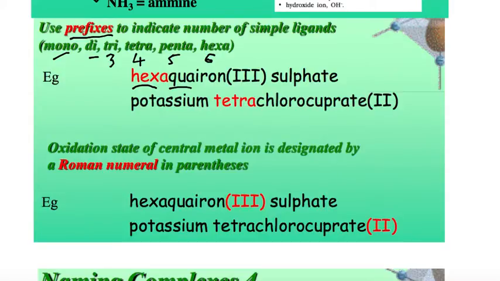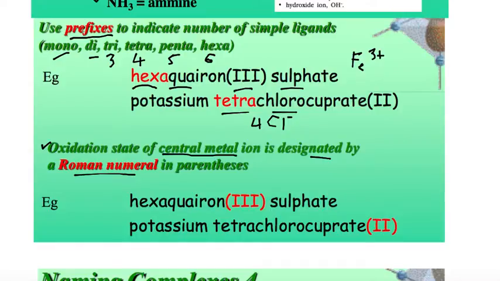So hexaaqua iron(III) sulfate, potassium tetrachloro. Tetrachloro refers to Cl minus, and then having 4 of it. Okay, so the oxidation state of the central metal ion is designated by a Roman numeral. As you can see in this case, it's Fe3+. So being Fe3+, we will use the Roman numeral here and assign the value of 3 to it.